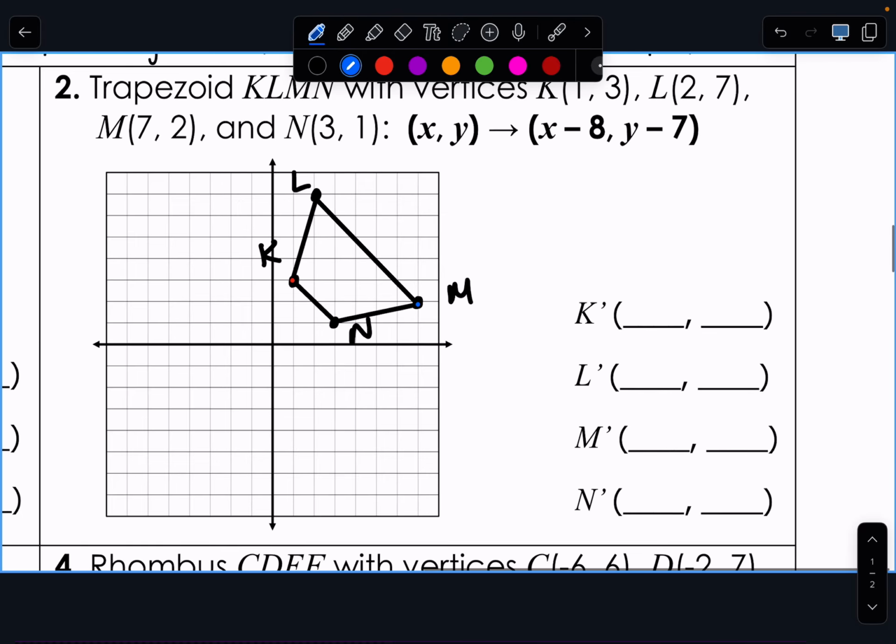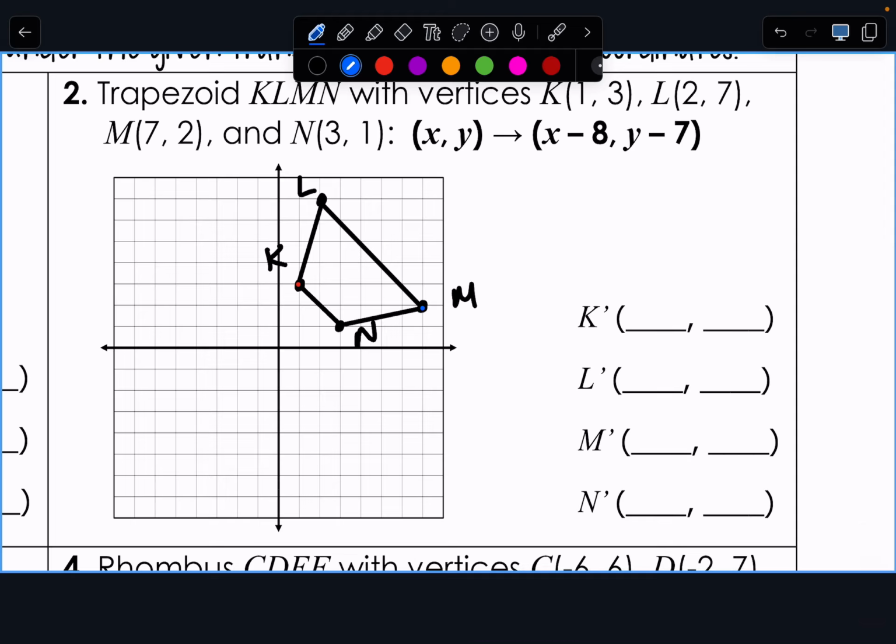So let's look at number 2. I want you to think, in number 2, what does x minus 8 mean? What does y minus 7 mean? Just think about it. Don't blurt it, please. X minus 8. Which way are we going 8, Colton? Oh, up, yeah, up.